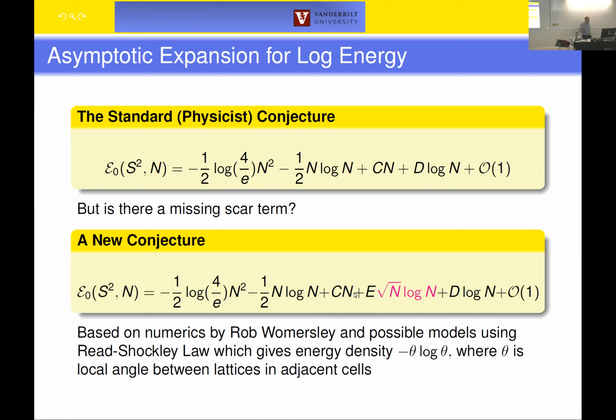And we're trying to come up with some physical justification, working with Florian Theil, Doug Hardin, and Rob Womersley, a physical interpretation of these scars that would give rise to the square root of n log n, an interpretation that utilizes this Read-Shockley law that tells you how the energy density changes as you change the orientation between the lattices that are at one side or the other of the grain boundary.